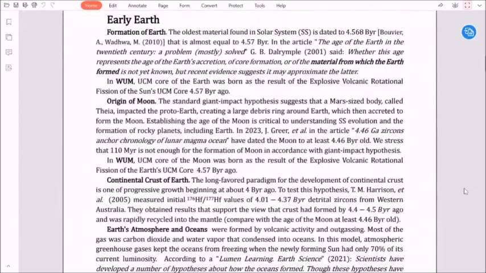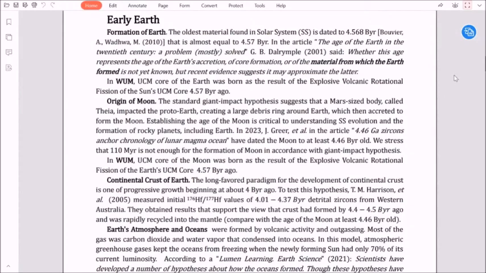Early Earth. Formation of Earth. The oldest material found in the solar system is dated to 4.568 billion years. That is almost equal to 4.57 billion years. In the article, The Age of the Earth in the 20th Century: A Problem Mostly Solved, Dalrymple stated: whether this age represents the age of the Earth's accretion, of core formation, or of the material from which the Earth formed is not yet known. But recent evidence suggests it may approximate the latter, material from which the Earth formed.